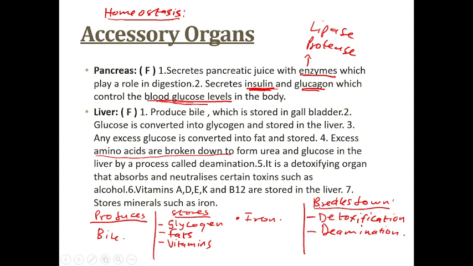Right. Let's proceed. I tried to summarize what the liver really does. I hope this makes it better. So it produces, it stores, and then it breaks down. It produces bile, stores fats and glycogen that were converted from glucose. It then stores vitamins and iron. Then it breaks down things in the process of detoxification. It detoxifies toxins such as poison or alcohol. Alcohol is poison for your body.